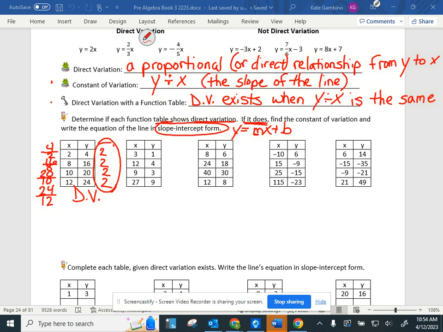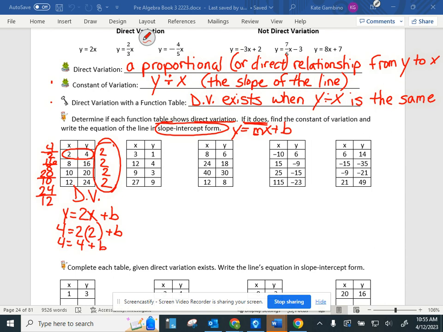So I'm going to do what I did in yesterday's objective. I'm going to use one of my ordered pairs to find my y-intercept. So I can say y equals my slope times the x plus b. So now I'm going to put in my ordered pair. My y is 4, when y is 4, x is 2, plus b. So that is 4 equals 2 times 2 is 4 plus b.